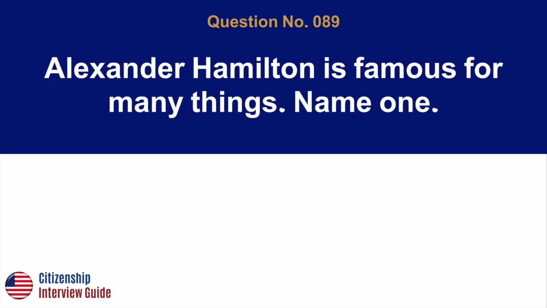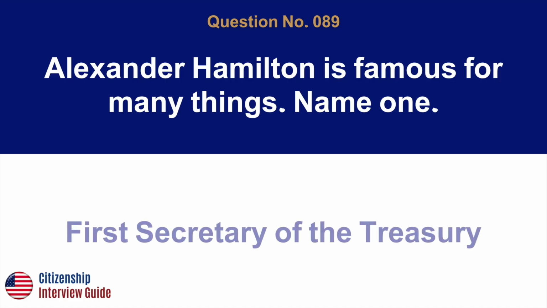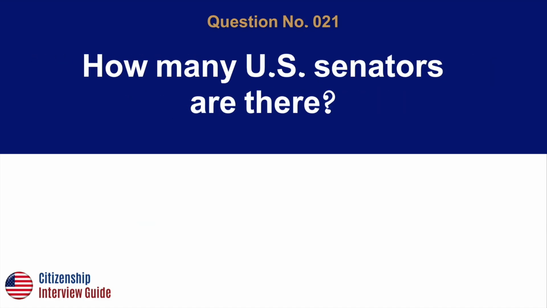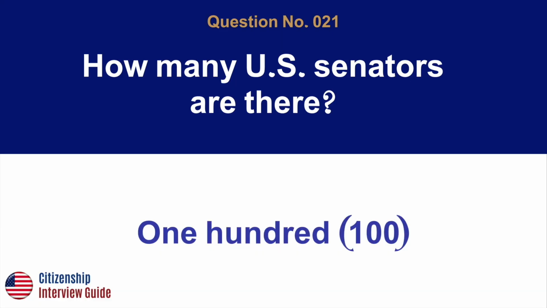Alexander Hamilton is famous for many things. Name one. First Secretary of the Treasury. How many U.S. senators are there? 100.